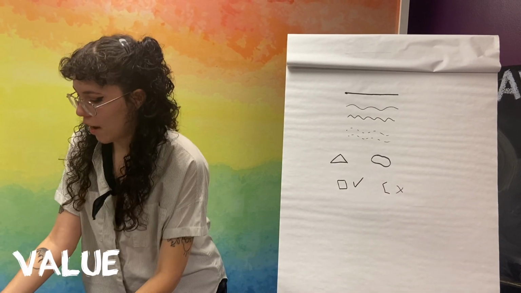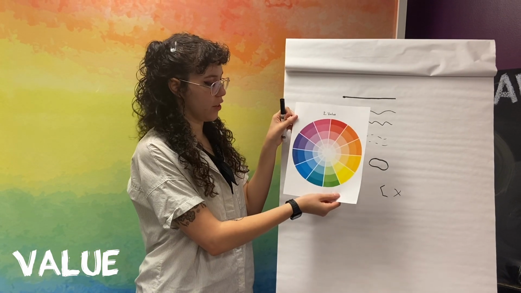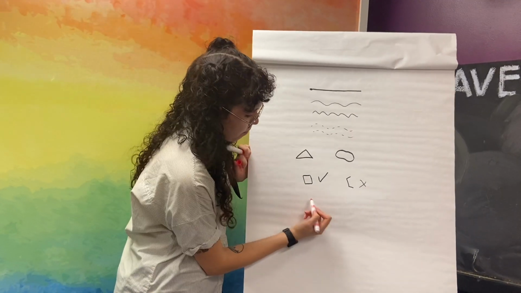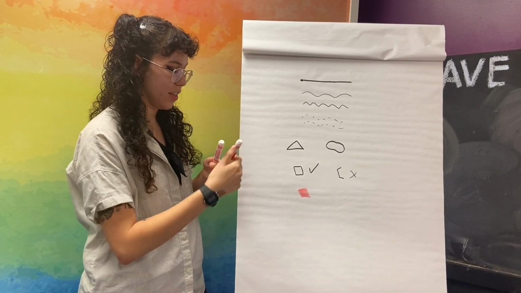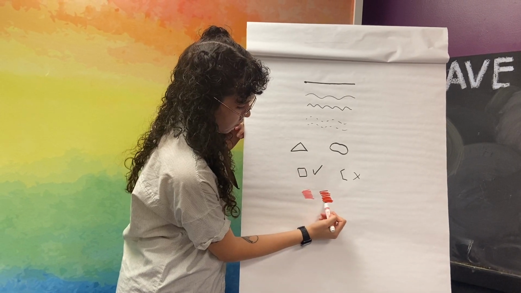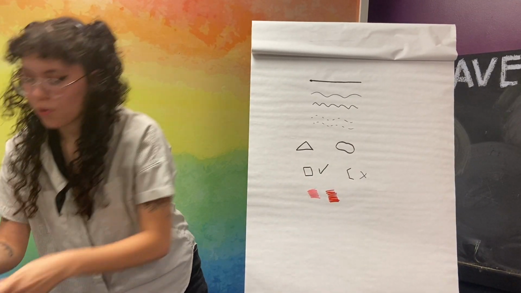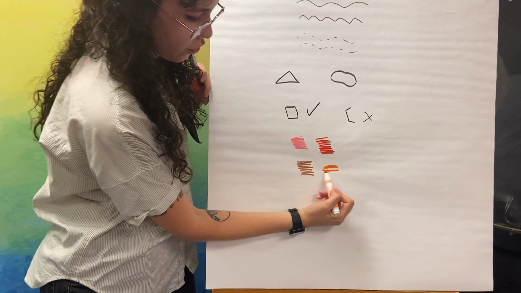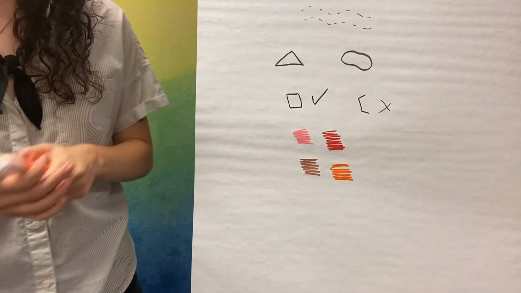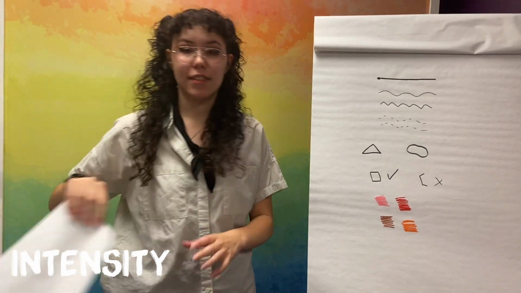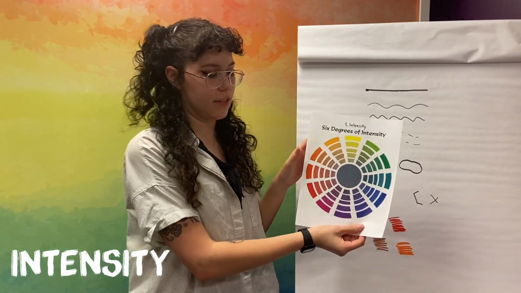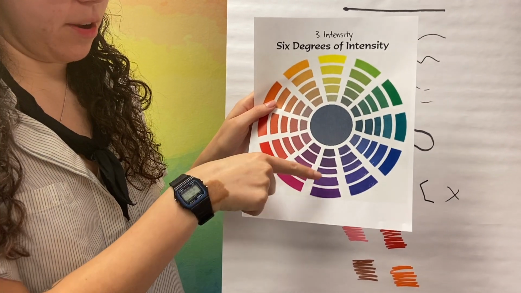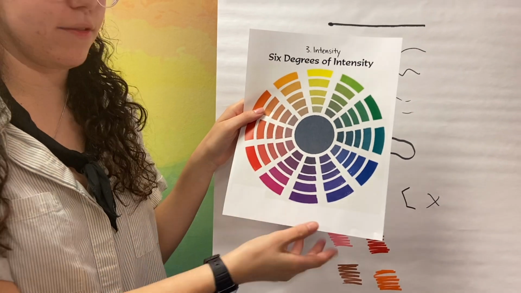The second part is value, which is how light or dark a color is. For example, we can see here that pink is just a light red, and brown is just a dark orange. The last part is intensity, which is how dull or bright the color is. You can see here that these colors are almost the same, but this one is definitely brighter because this color has had gray added to it.